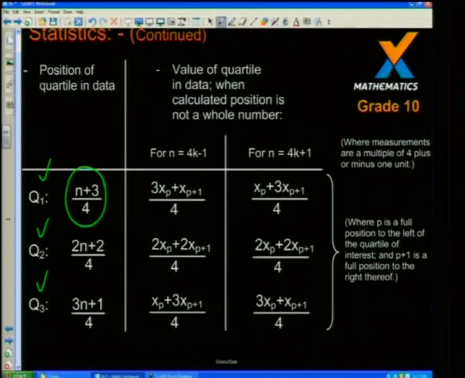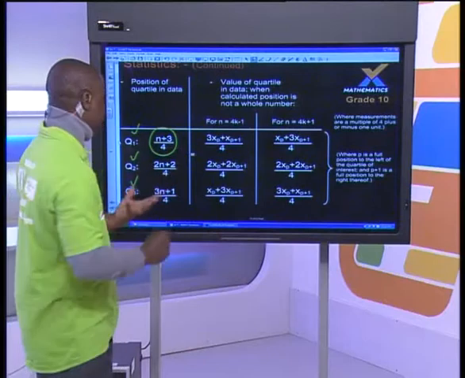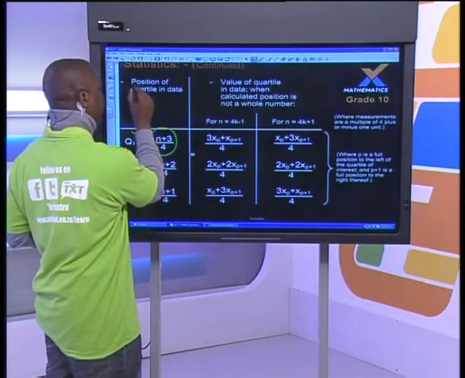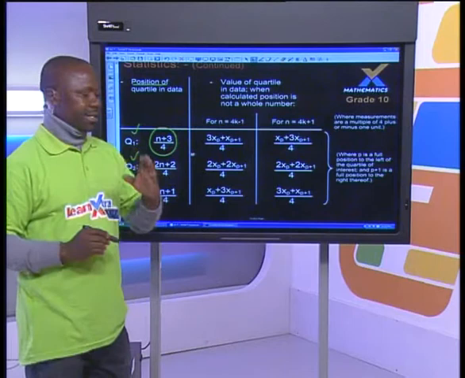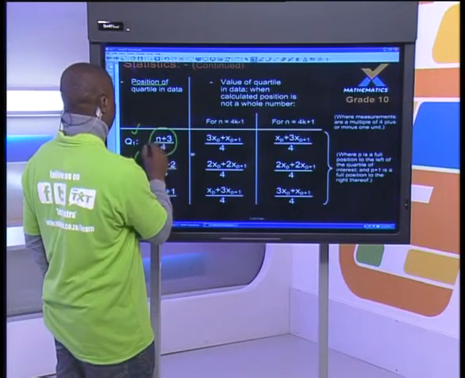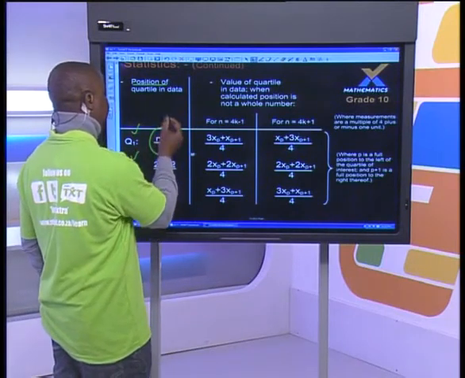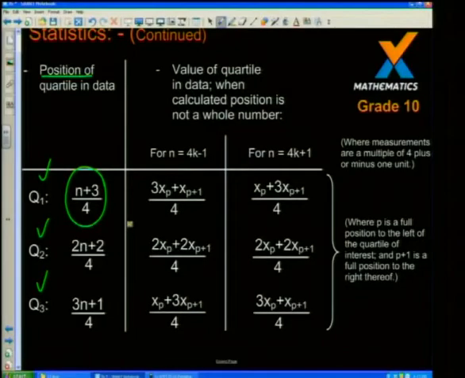All right? And in fact, if you look at this, there is a pattern. There is a pattern with this expression, easy to remember. So if you want to know the position of your quartile in the data, for quartile 1, let's say you had 5. You're going to say 5 plus 3 divided by 4. Then you get the position. That is 8 over 4, which is the second position, basically. And that's how you use that.